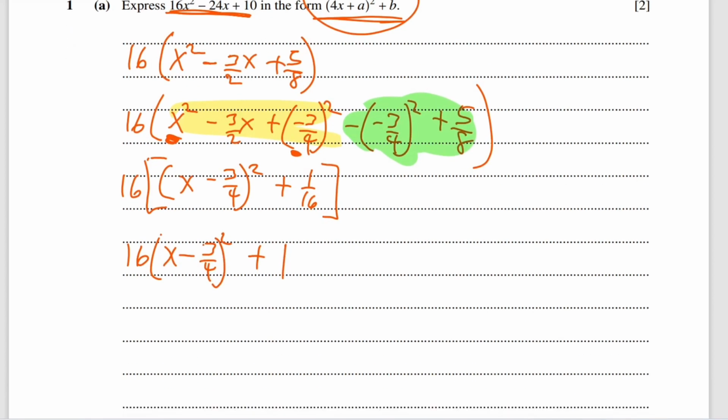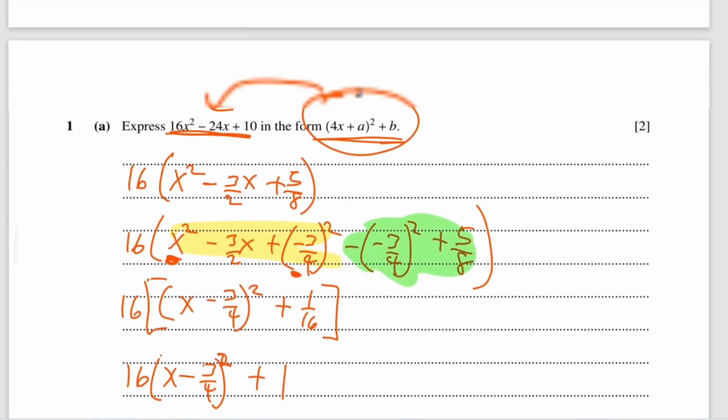Now you want the 16 to go inside a bracket, but that bracket is square. So before the 16 can go there, it goes into that bracket as a square root of that 16. So square root of 16 is 4. So you have 4x, okay? And then use that to multiply the negative 3 over 4. That comes negative 3, plus 1. You are good to go.